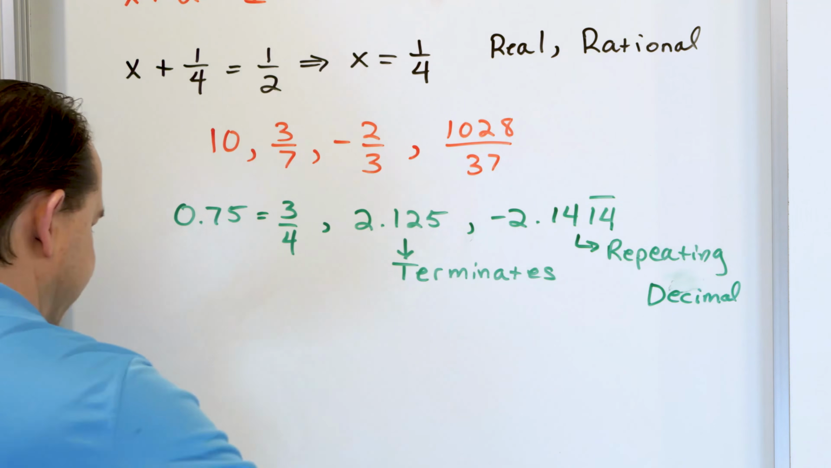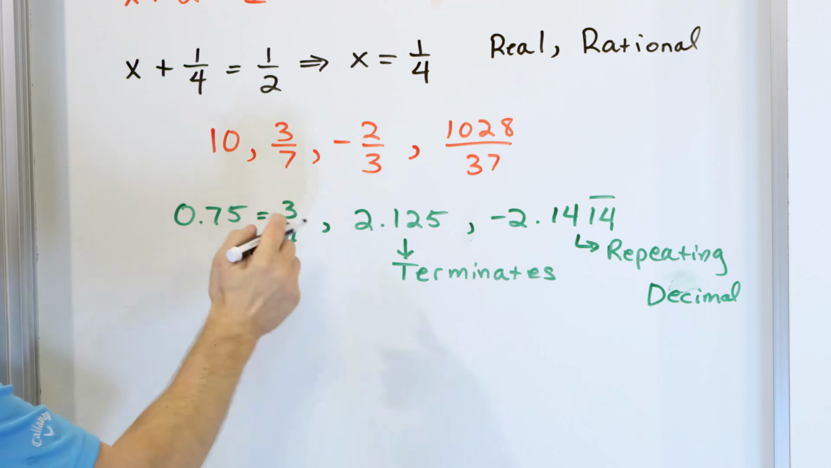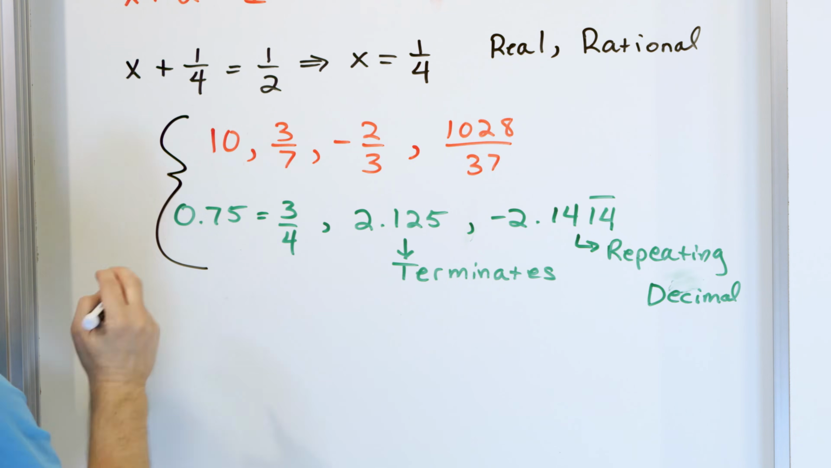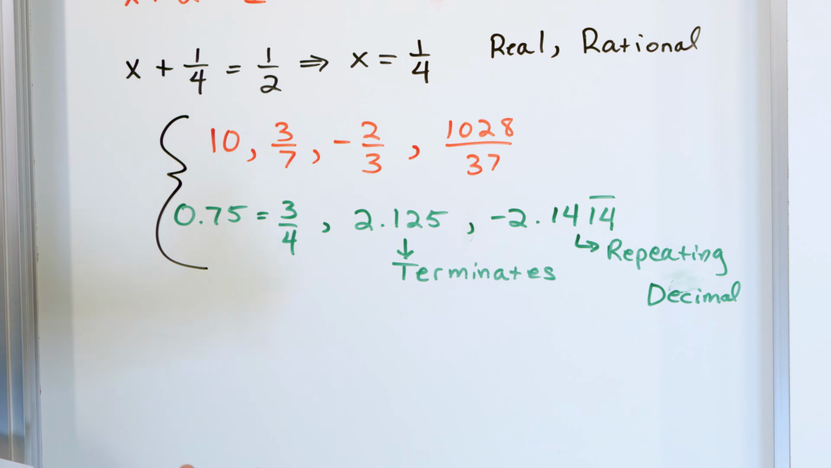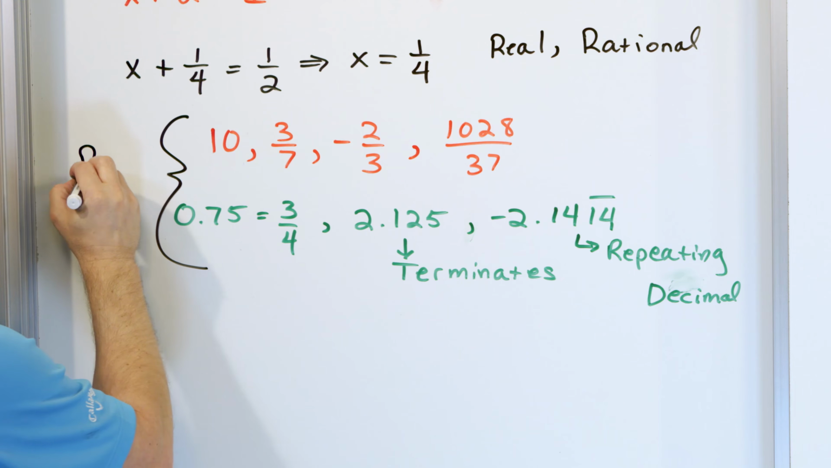Why am I going through all this stuff? Because all of these, every one of these things, pretty much every number that you've really been exposed to up until now has been a real number and it's been a rational number. So these are all rational.